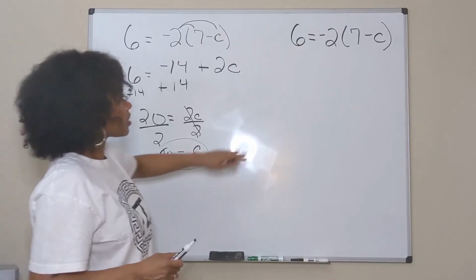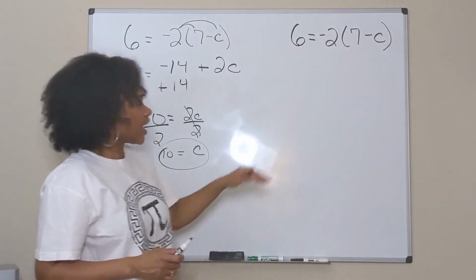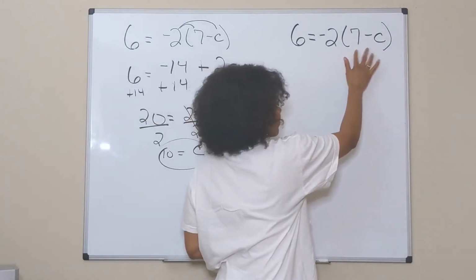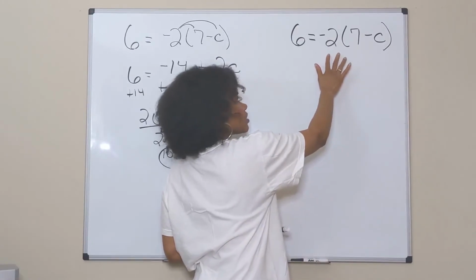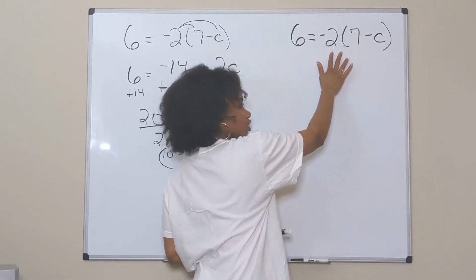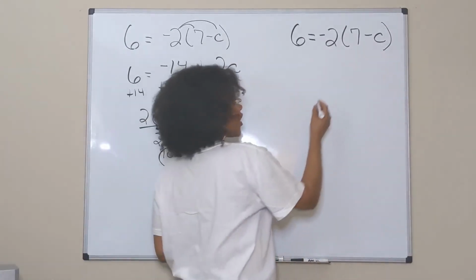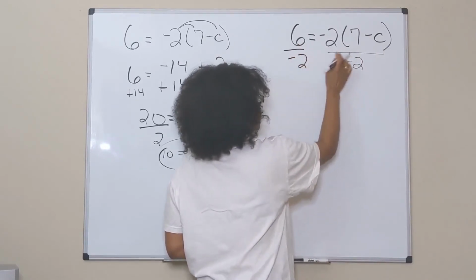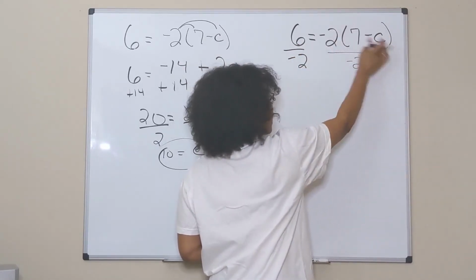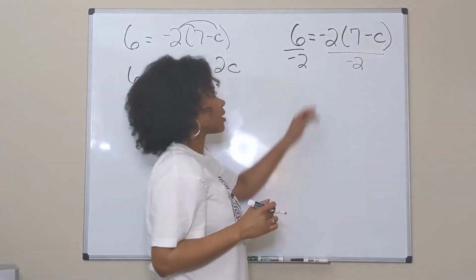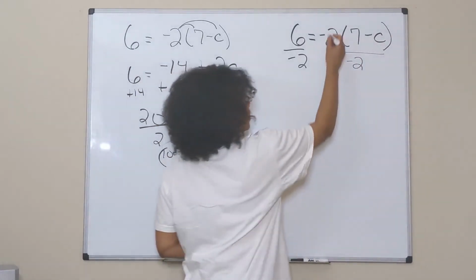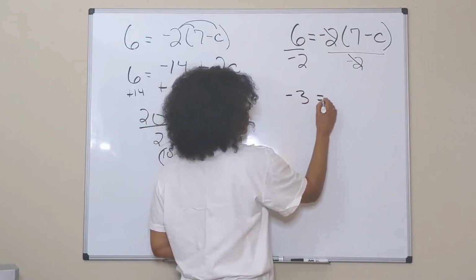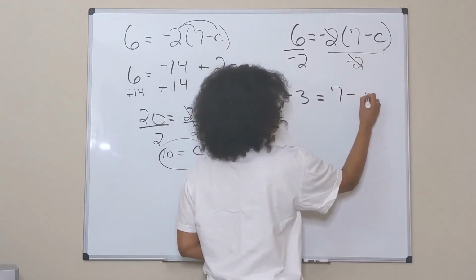So now let's solve it a little differently. Since I have parentheses here, I can read this as negative 2 times 7 minus c, and I can perform inverse operations. The inverse of multiplication is division, so I could start off by actually dividing both sides by negative 2. Because the 2 is being multiplied, I could cancel it out by dividing both sides by negative 2. Cancels out over here. 6 divided by negative 2 is negative 3. And I bring down what's left, which is 7 minus c.